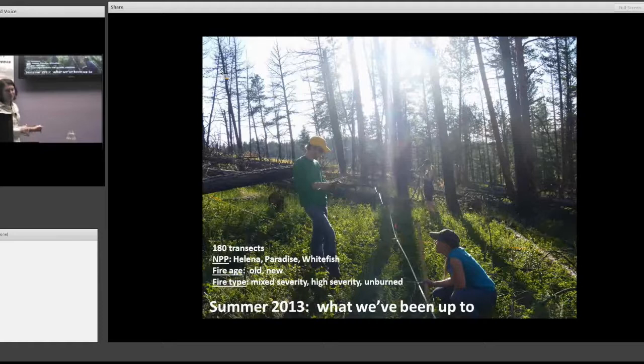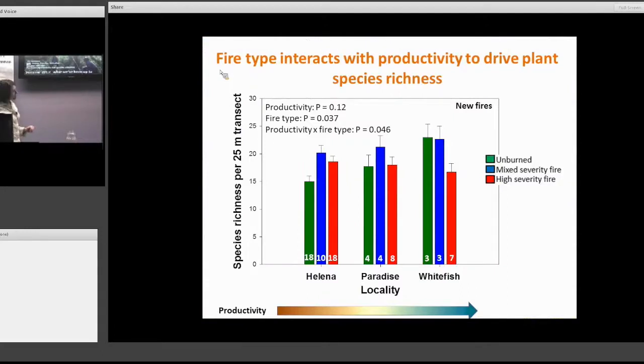So I'm going to show you a few slides of results and just say that they are very preliminary. The first thing we wanted to look at was just a tally of the number of different plant species along each of these transects, broken up by locality, so productivity, low to high, and broken up by the different fire types: unburned, mixed severity, and high severity.